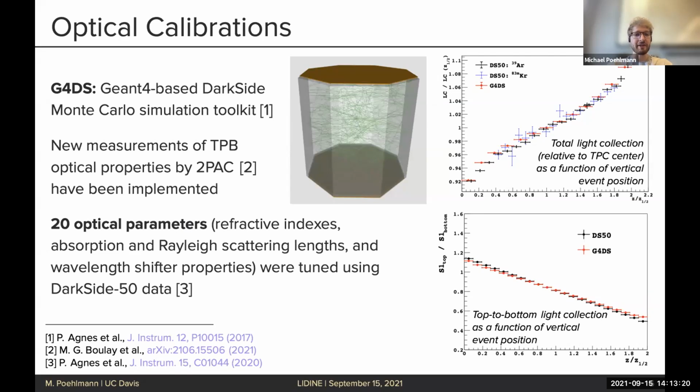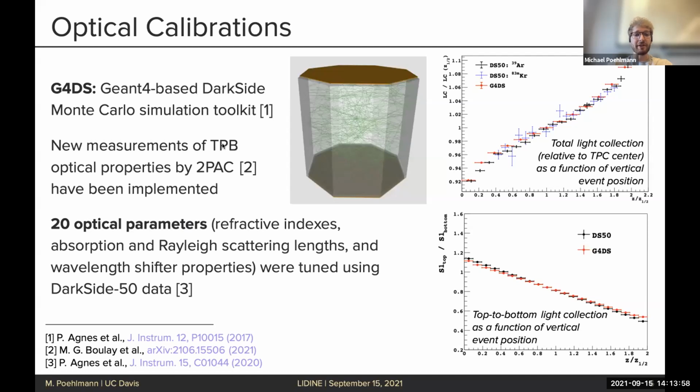Our custom-built simulation framework is called G4DS, and this is based on GEANT4 and implements full photon tracking. As shown here, we can see an example of a simplified version of the geometry just for clarity, and then example photon tracks originating around here, scattering throughout the detector until they are detected at either the top or bottom of the detector. So here we're able to implement a bunch of optical properties, including refractive indices, absorption lengths, scattering lengths, as well as the wavelength shifter and reflector.